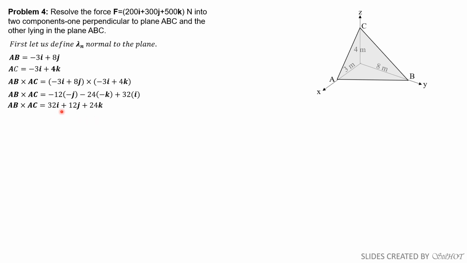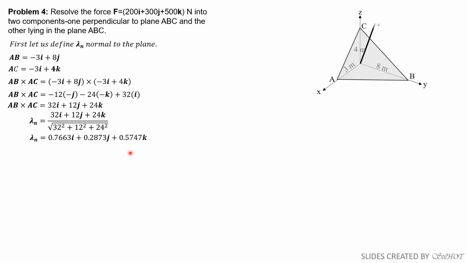So lambda n is equal to this divided by its magnitude, the square root of 32 squared plus 12 squared plus 24 squared. So lambda n in decimal is 0.7663i plus 0.2873j plus 0.5747k.